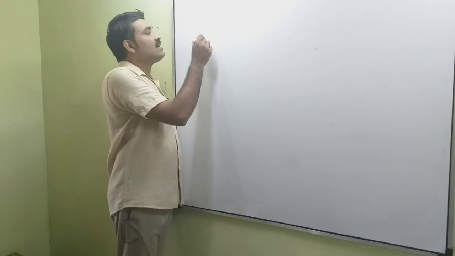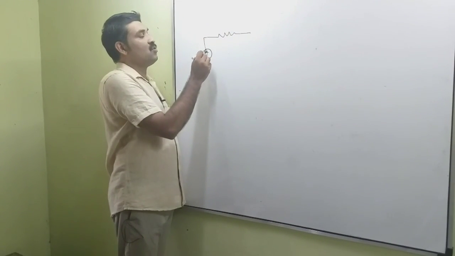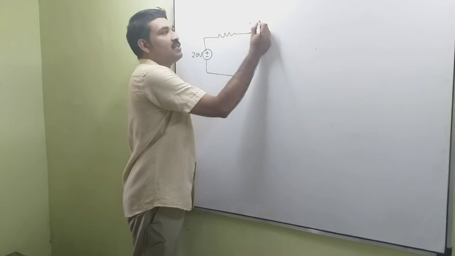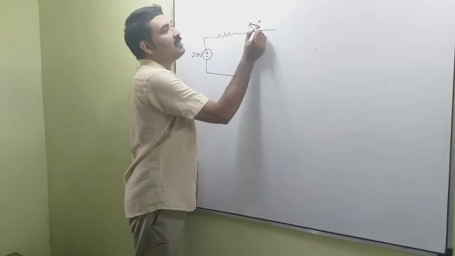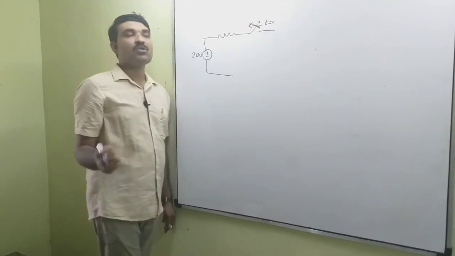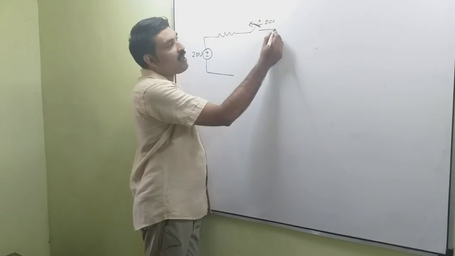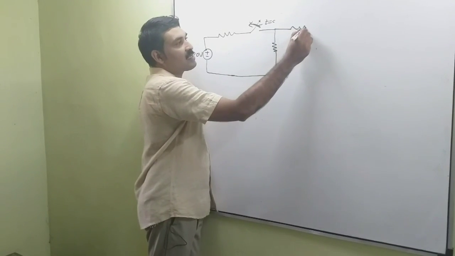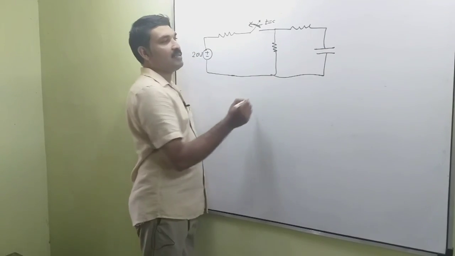Okay. Consider a circuit. This is a battery source of 20 volt. And we have a switch. This switch is open at t is equal to 0. So for t less than 0, the switch remains closed. Now we have another resistance connected like this, and another resistance and a capacitor. Okay, this is our circuit.